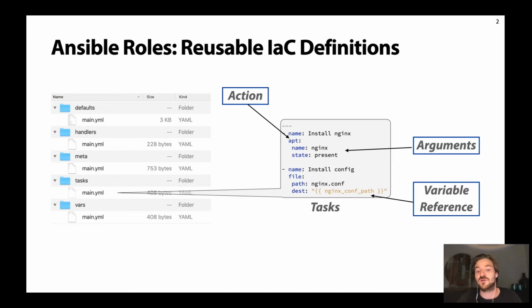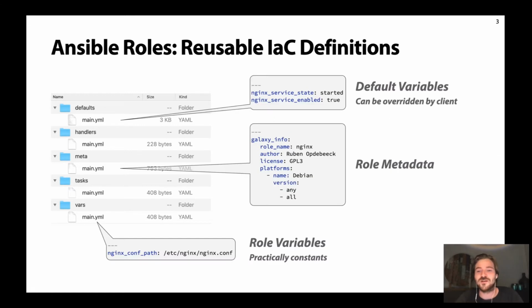For example, if you want to install Nginx, we're going to tell Ansible, here's a couple of tasks. The first one installs Nginx. The second one actually installs its configuration. But of course, the way I'm installing Nginx right now is probably quite similar to the way you'd be installing Nginx on your own machine, so we can reuse all of these definitions in roles.